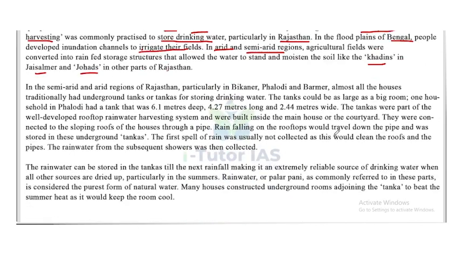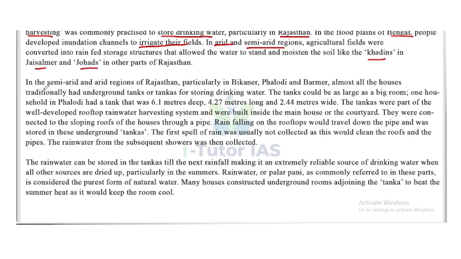Now, in the semi-arid and arid regions of Rajasthan, particularly in Bikaner, Phalodi and Barmer, almost all the houses traditionally had underground tanks, called tankas. For what? For storing drinking water.